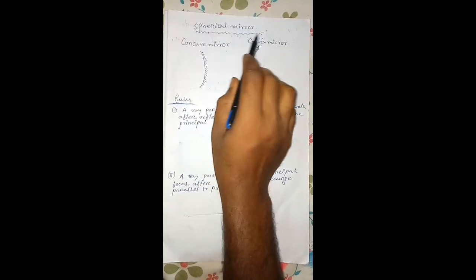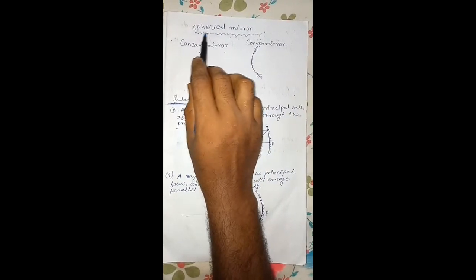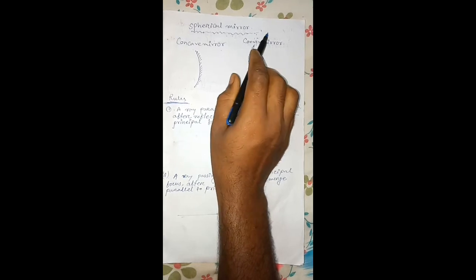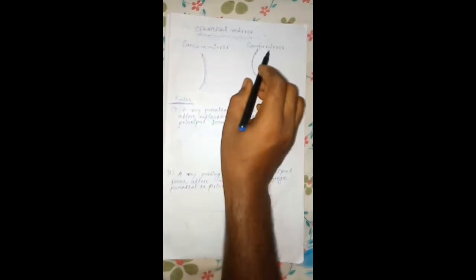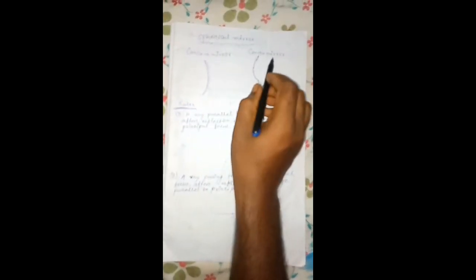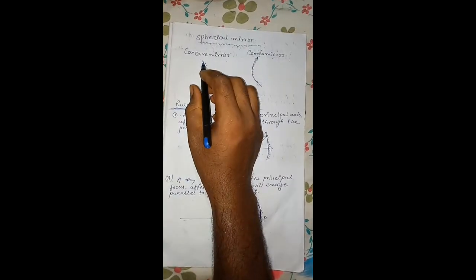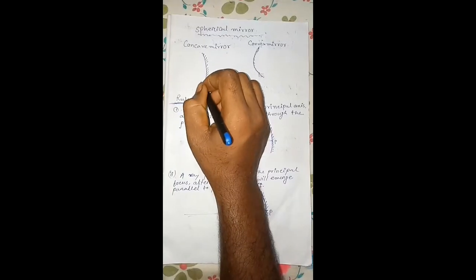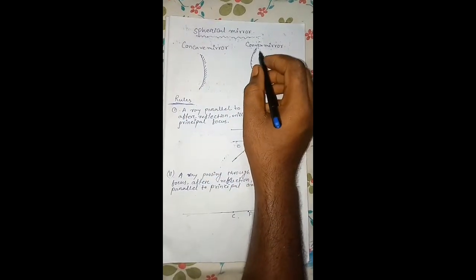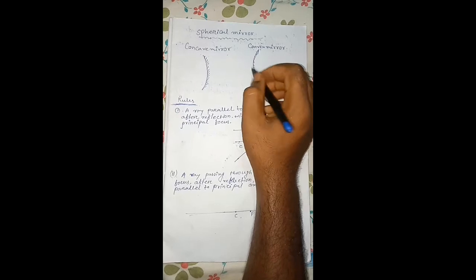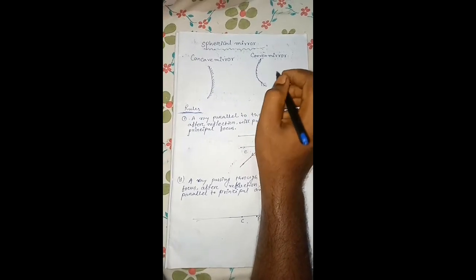In this video, we will learn how to draw the ray diagram for spherical mirror. Spherical mirrors are of two types: concave mirror and convex mirror. The mirror whose reflecting side is inward is called a concave mirror, and the mirror whose reflecting side is outward is called a convex mirror.